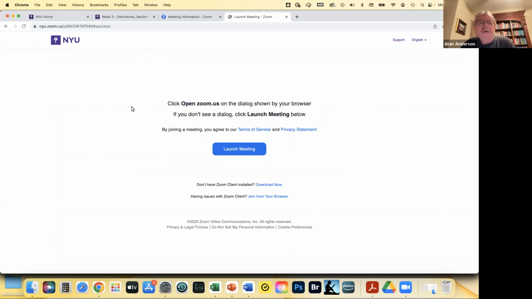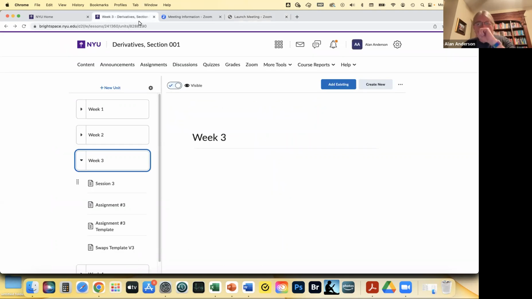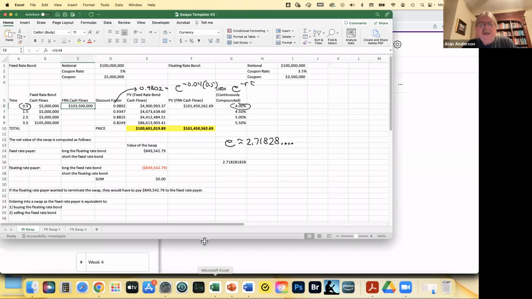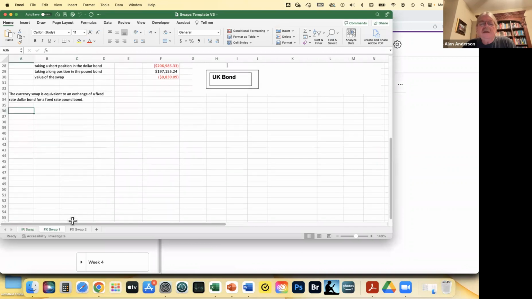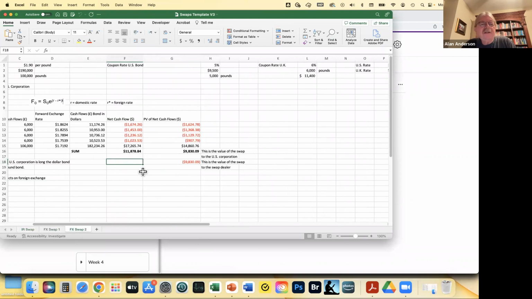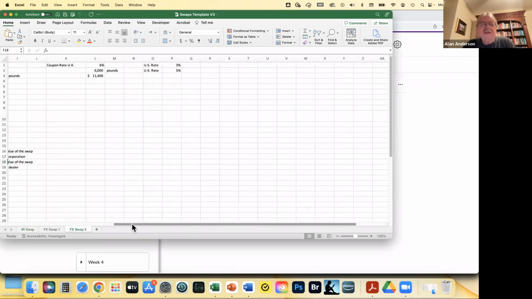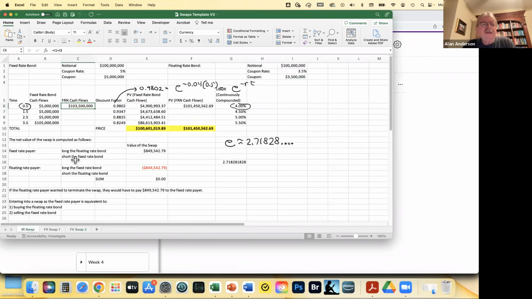So anyway, what we have here this week in week 3 is a very intensive look at swaps. Now, if you look at our Brightspace, you'll see that there is actually an Excel document here called swaps template. And you can see that a lot of it's already been filled in. In fact, all of it's been filled in because we don't have all night. If we tried to do it from scratch, it would take a very long time. So this way, it's already pretty much set up for us, and we can just go through and see what this is all about.